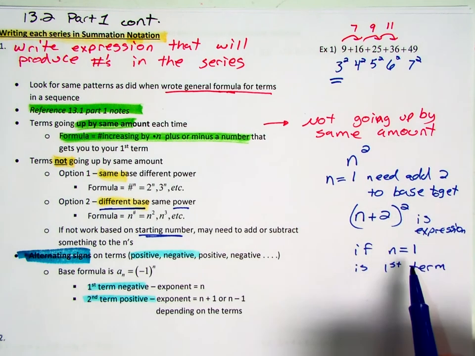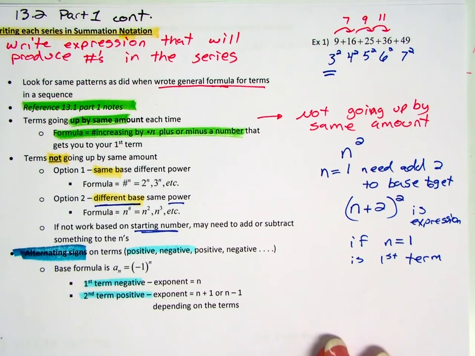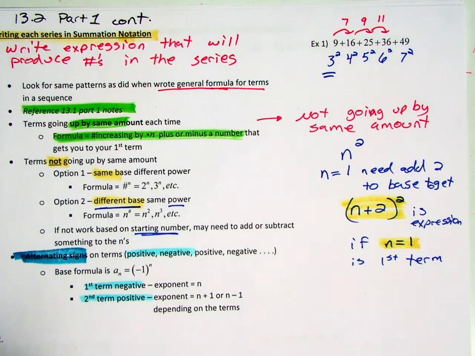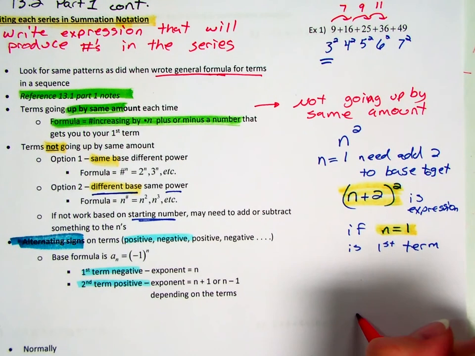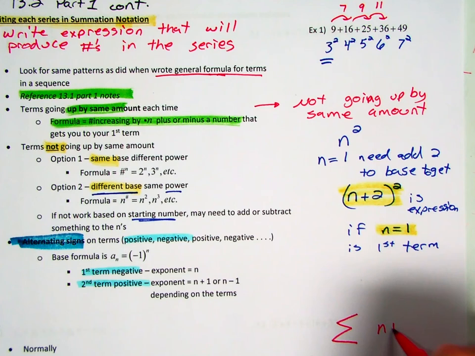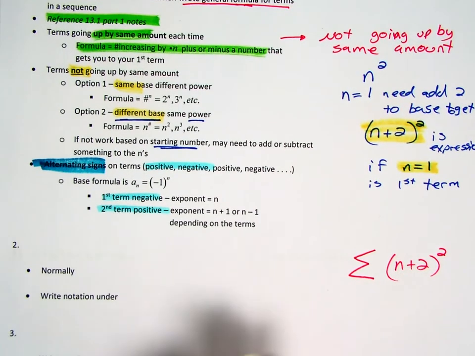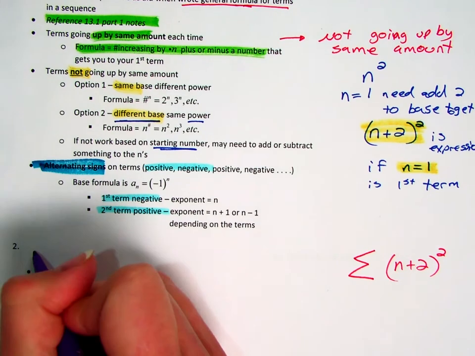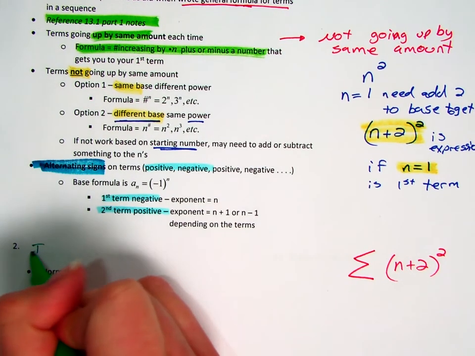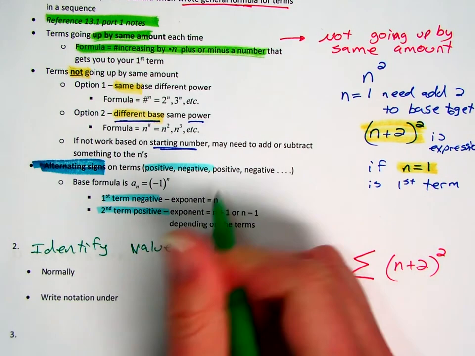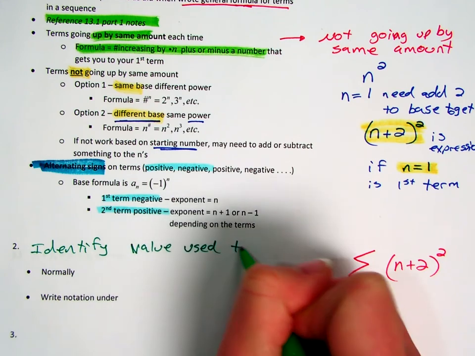And normally we go off of the idea that we're going to use n equals 1 to start out with. Well, now this expression and the idea that it works when n equals 1 is going to give us our basis for our summation notation, right? So then we need to keep going with it. So far I would have the summation, and then n plus 2 squared, because this is the expression that we're dealing with. And then step 2 is to identify the value used to get the first term.